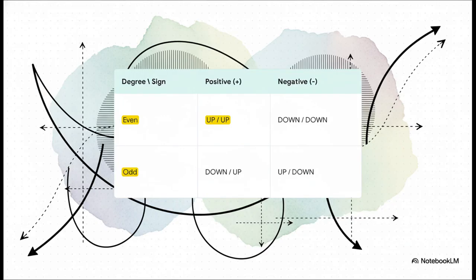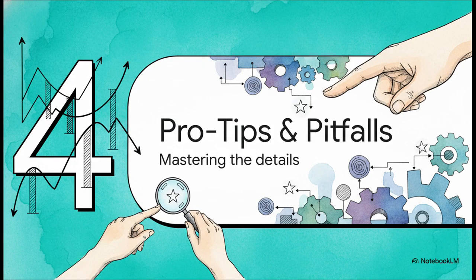Let's just check our grid one last time. Even degree, positive coefficient, lands us right in the up-up box. See, the code always works. All right, on to Section 4, Pro Tips and Pitfalls.